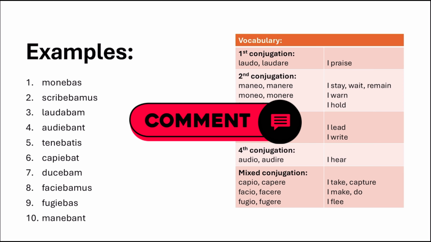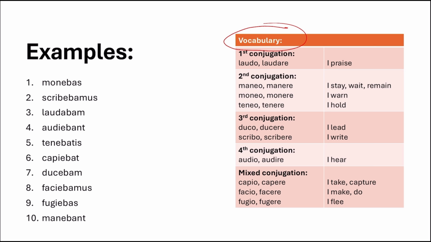As always, I would recommend pausing the video here, having a go, letting me know in the comments below how you do and if you've got any questions. Your vocabulary is on the screen here, so you can use your different conjugations here to practice. So monebas would be you singular were warning. And it's second conjugation, you have that E as your linking vowel. Scribebamus. Third conjugation, so you keep that E. Bamus, we were writing. Laudabam. First conjugation, you have an A. Laudo meaning I praise, so I was praising.